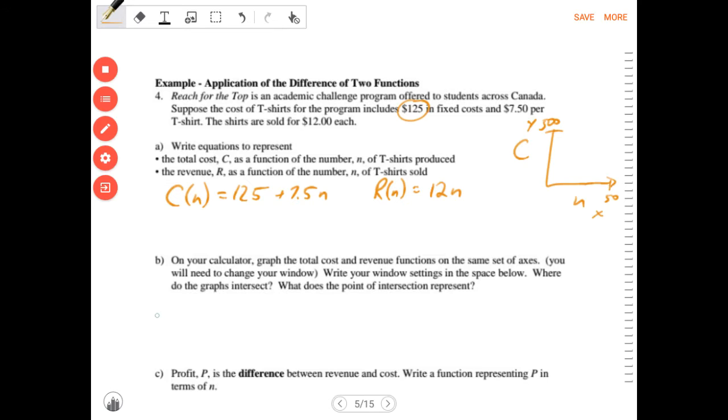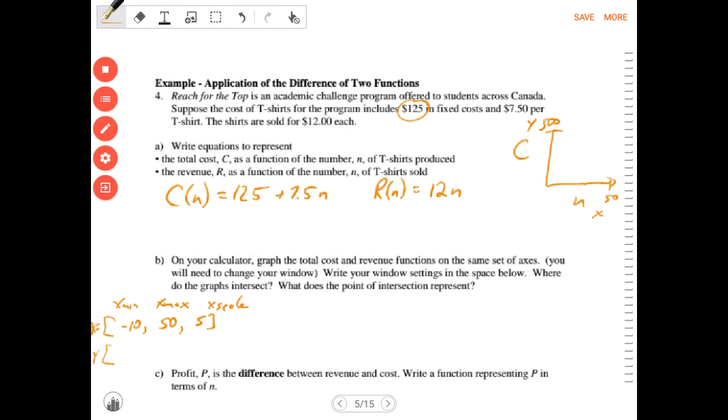So graphing this, now remember the window settings, they go X min, X max, and X scale. Now, there really are no wrong answers for scale. So for the x minimum, I just left it alone. I said it was -10. The x max, I went up to 50. And the x scale, I went up by 5s. That's good enough.